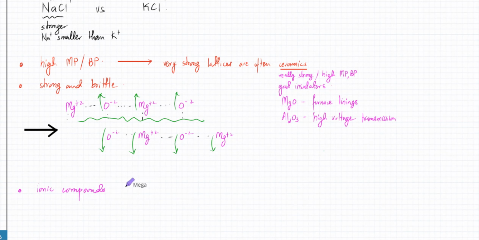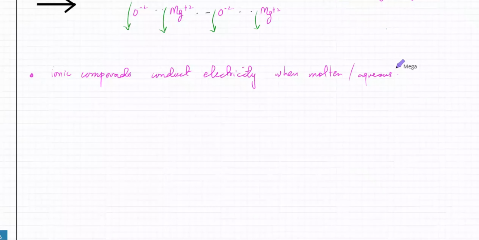So ionic compounds conduct electricity when molten or aqueous. And why do they conduct electricity when they're molten or aqueous? Because they have free moving ions.